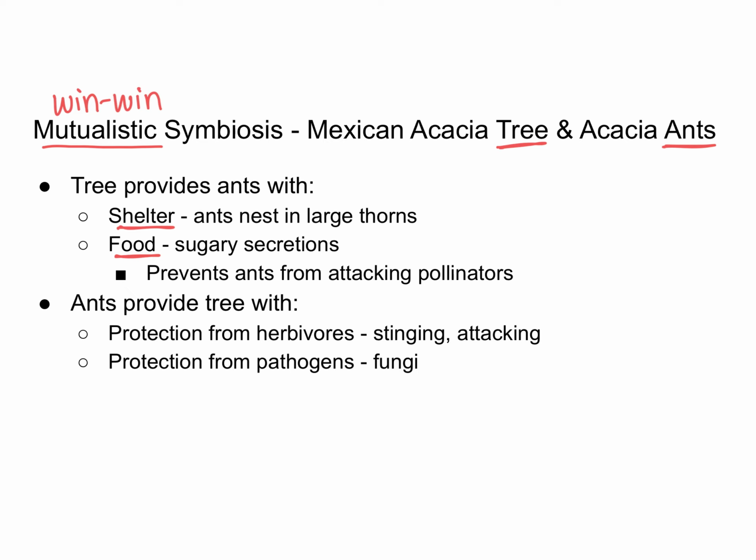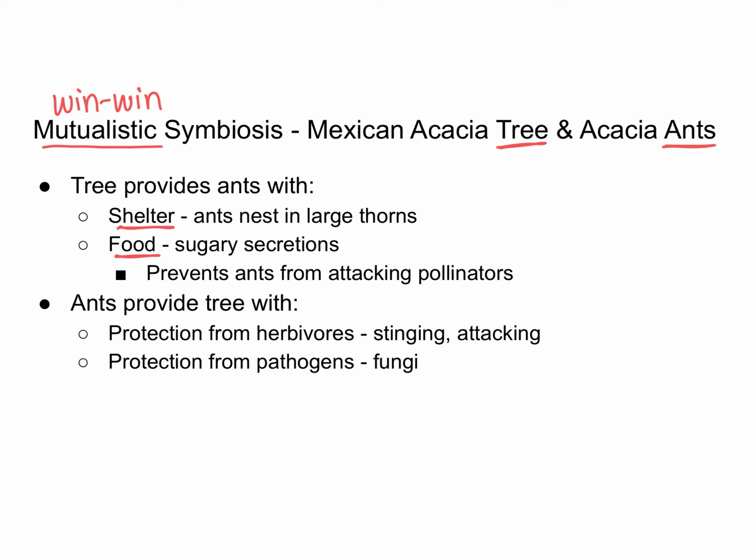Now, this is also interesting because the trees want to keep predators away, but they don't want to keep pollinators away. And so basically the food is kind of like a deterrent for the ants, where it gives them something to eat so that they don't attack pollinators that come to pollinate the plants.